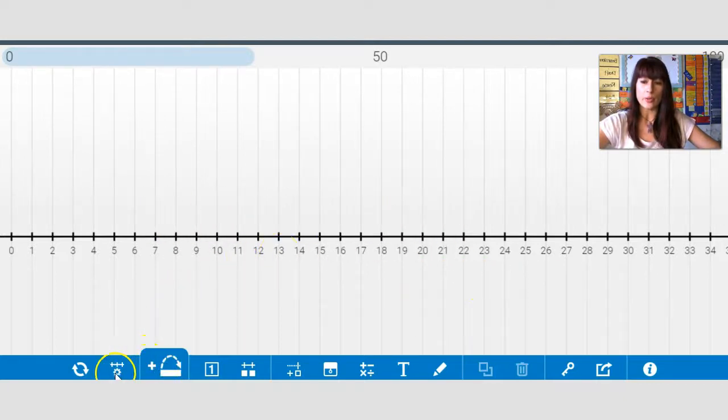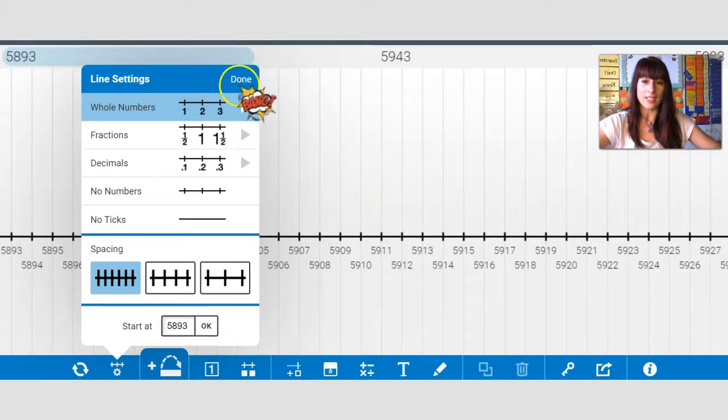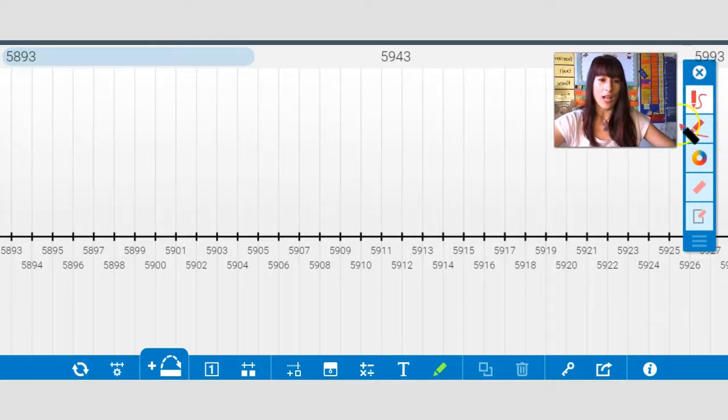So you just need to go down here and click on this right here. And you need to set this for what you want your number line to begin with, 5,893. And you just click on OK. And as you can see, just click on done. As you can see, your number line now has the numbers that you need. And I need to go 10 more. So I'm going to find my number, and then you will just go ahead and click on the pen over here so you can write on your number line. And I'm just going to use this to draw on my number line, and I need to go by 10. So let's skip by 10.